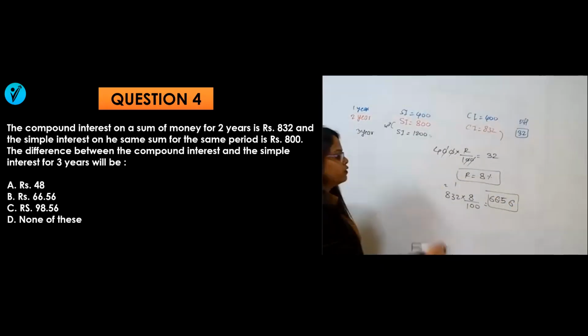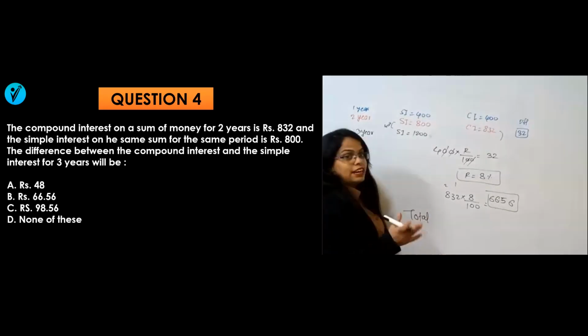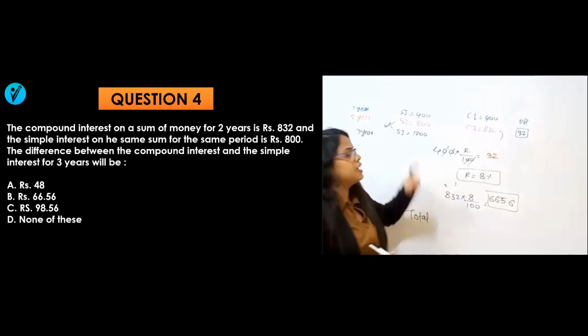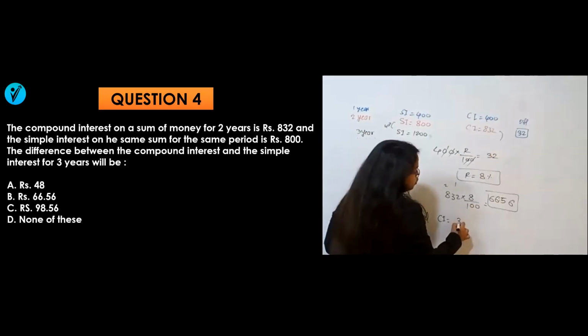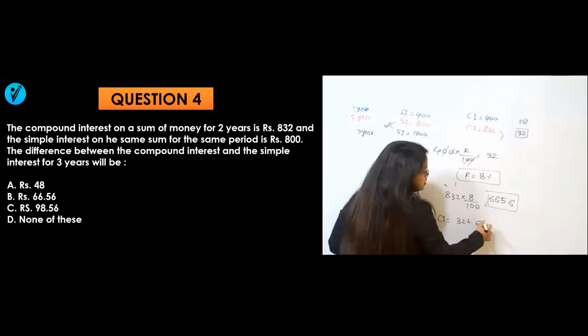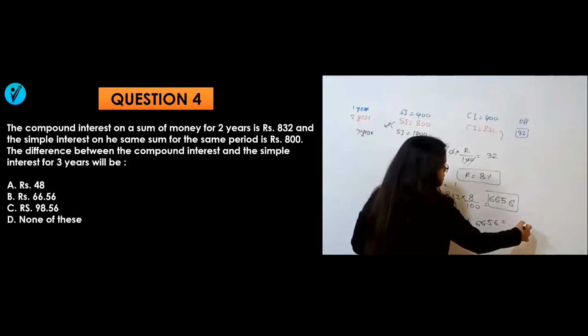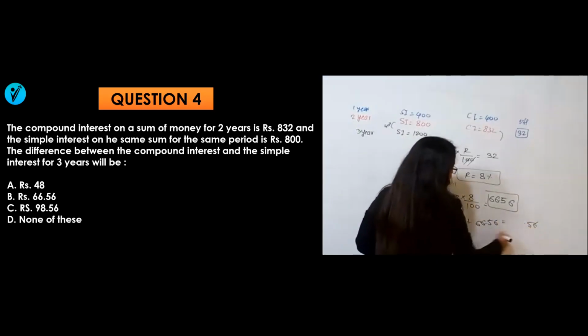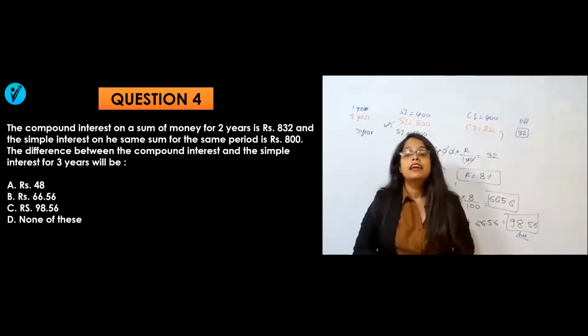Extra means what will be the total CI after 3 years? Total interest, or you can say total CI, which is nothing but the difference between CI and SI. So total CI will be, you can say, 32 for the second year plus 66.56, which will be equal to the difference of CI and SI for 3 years. What will be the sum? 0.56 as it is. 6 plus 2 is 8, 6 plus 3 is 9. So your answer will be 98.56 rupees extra.